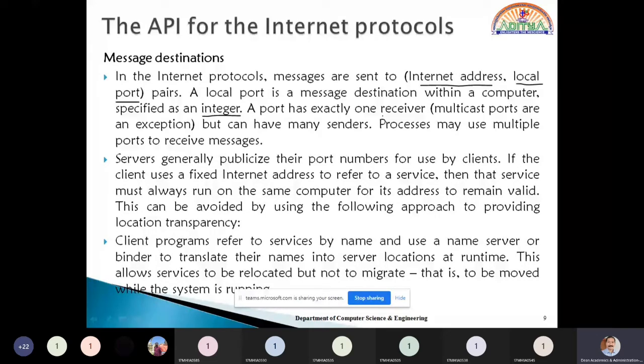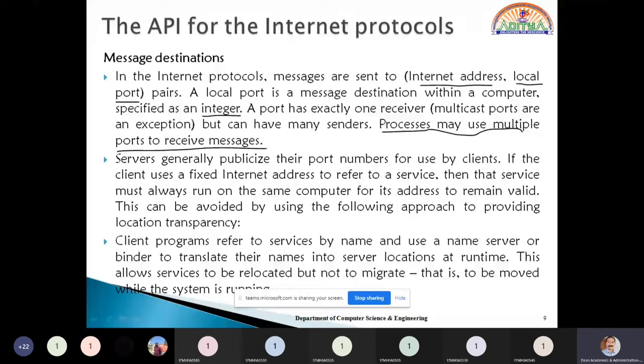At the receiving end, there will be only one receiver, which is specified by its address and the port. The port number is represented as an integer, and along with your internet address, you specify the port number with which you want to communicate. As I told you, there will be several ports. A process may use multiple ports to receive messages, and each port may be used to communicate with one process simultaneously.